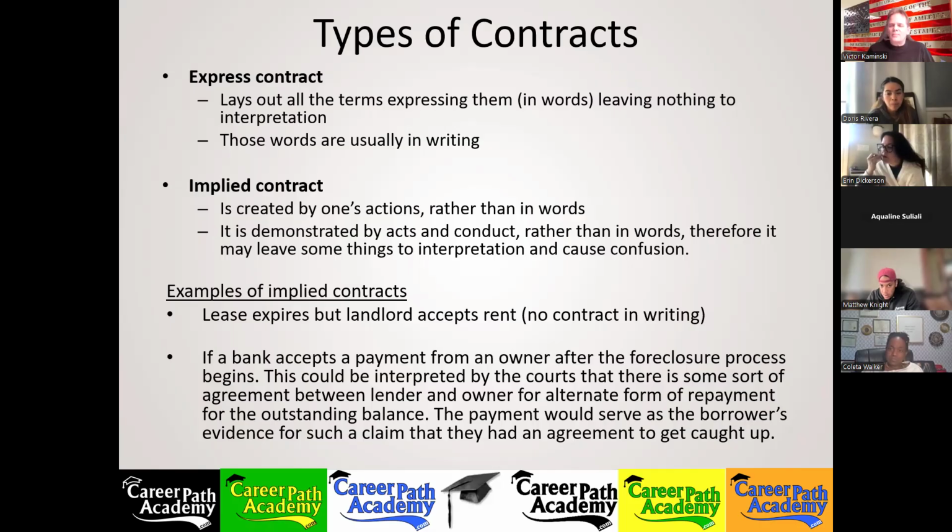And even at that point, if you call the lender to make a payment, they will not accept anything less than the full outstanding amount, because it could create that implied contract. Everybody understand that? The difference between express contract and an implied contract? Okay.